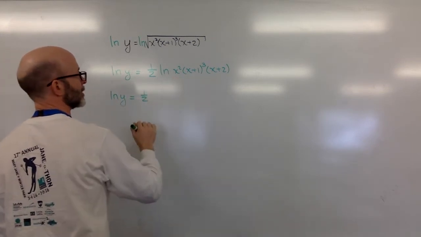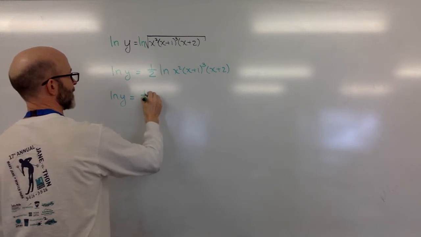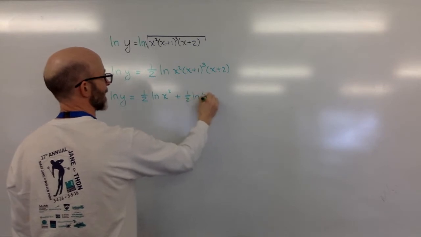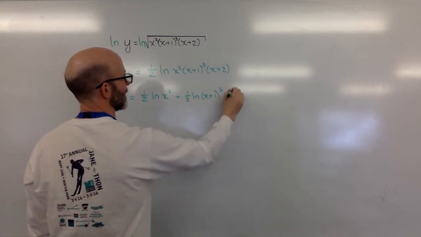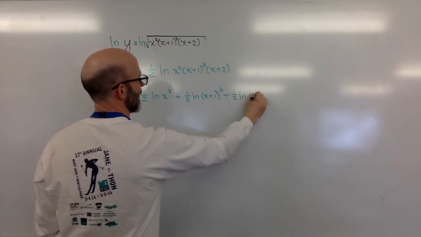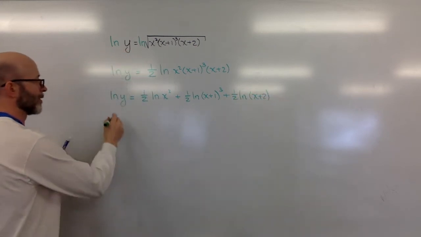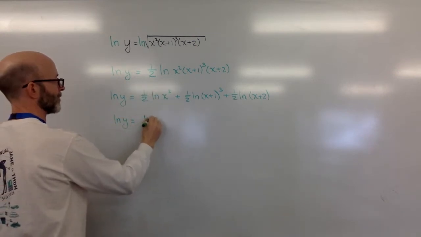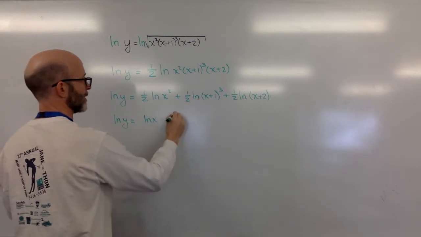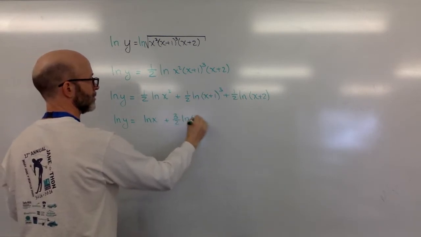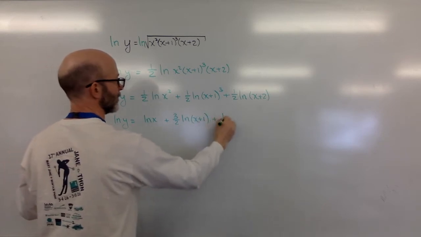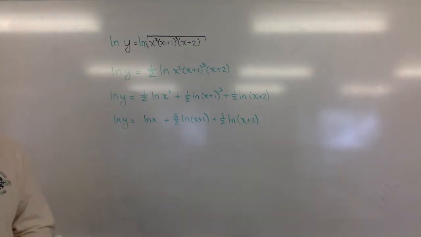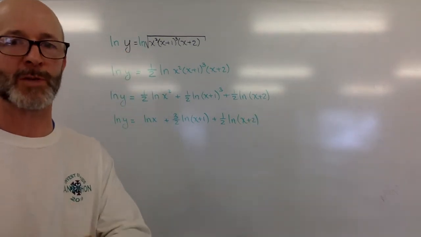Now with the product rule, I'm going to say, wow, this is 1/2 log of x squared plus 1/2 log of x plus 1 cubed plus 1/2 log of x plus 2. Now, feel free to make this a little bit easier. I'm going to move that 2 out front. I'm going to move this 3 out front. And I'll just keep that last one as is. I have now just rewritten the problem. I haven't used any calculus whatsoever yet.